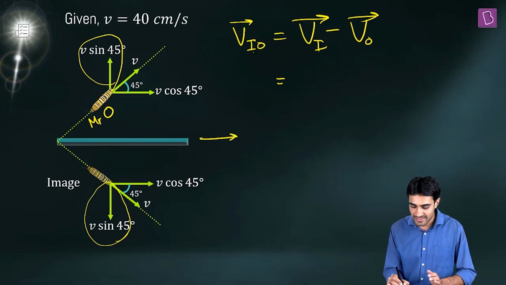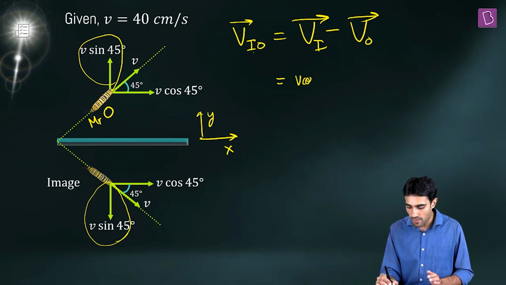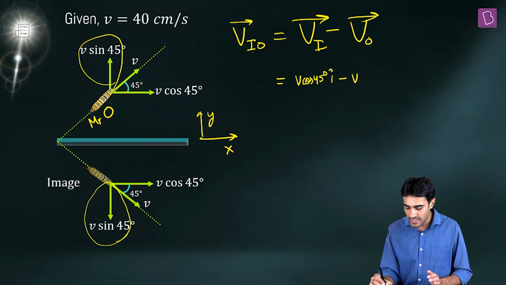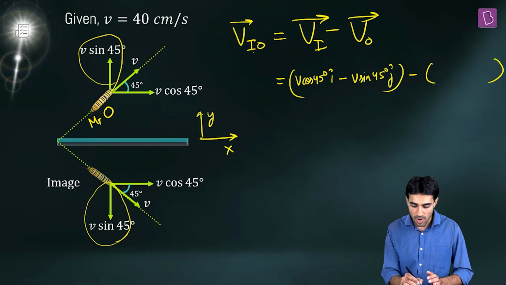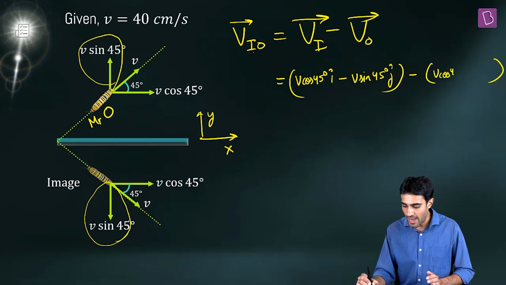So let's take x in this direction and y in this direction. So what is the velocity of image? Velocity of image is v cos of 45 degree i cap, and then we have minus v sine of 45 degree j cap. Nice. And what is the velocity of the object or the insect? Velocity of our Mr. O is v cos of 45 degree i cap, and then we have plus v sine of 45 degree j cap.